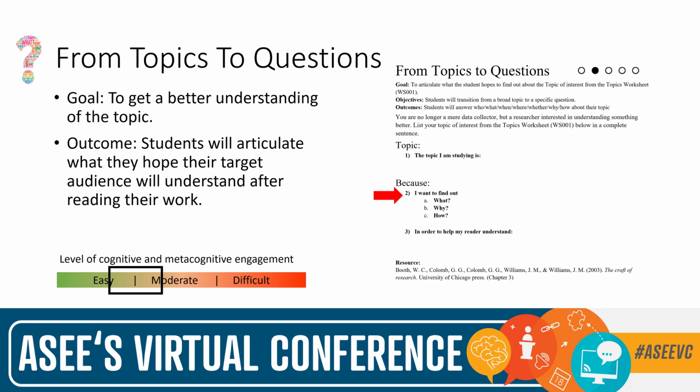For example, what, why, and how about their topic. Asking these questions and answering these questions indicates what is unknown or what is not understood about the topic. Articulating what they hope to help the readers to understand motivates students to think about the topic from a perspective other than their own.